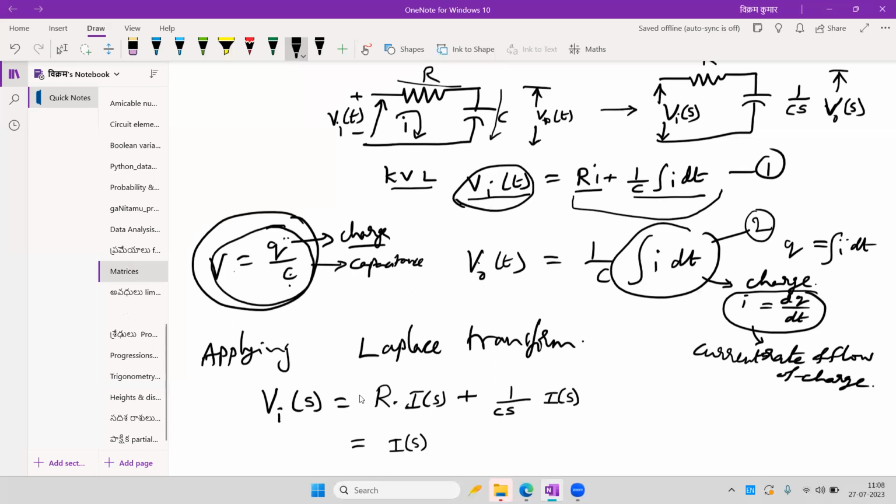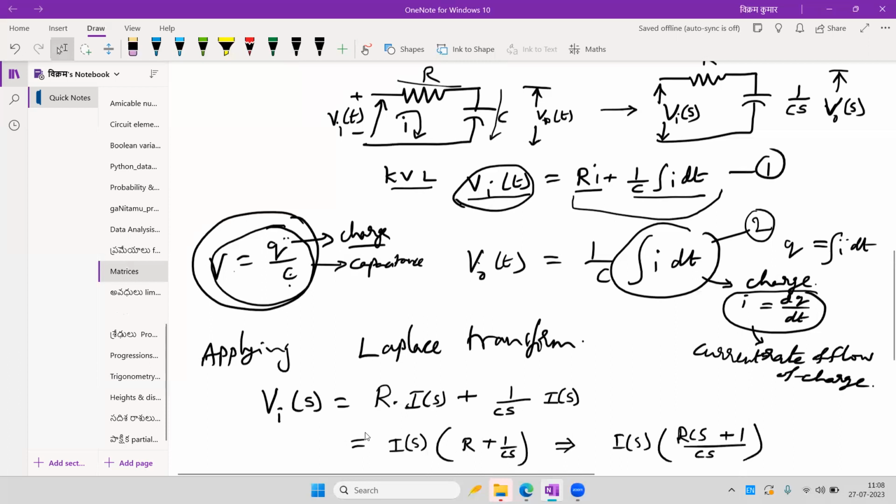Now I(s) I am taking common. This will become R plus 1 by Cs. So now from here I can write I(s) into (RCs plus 1) by Cs. Okay, this is equation number 3.